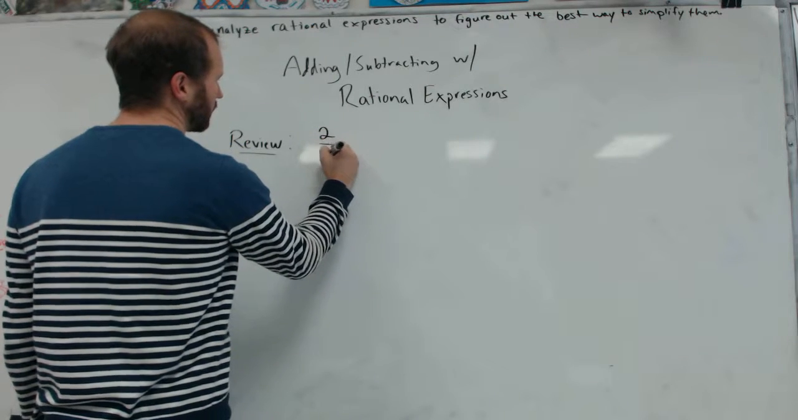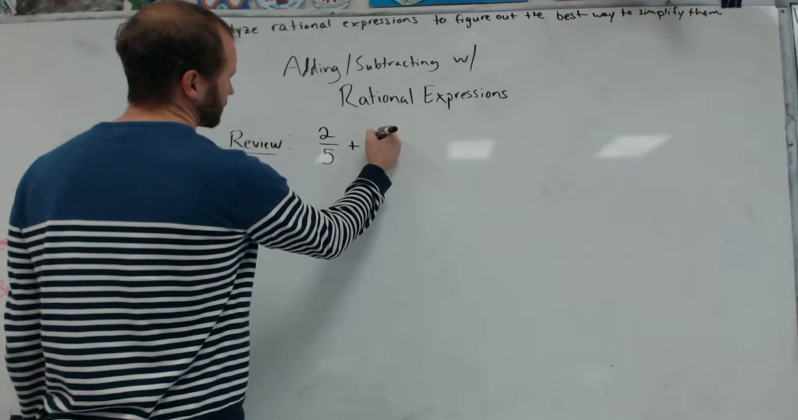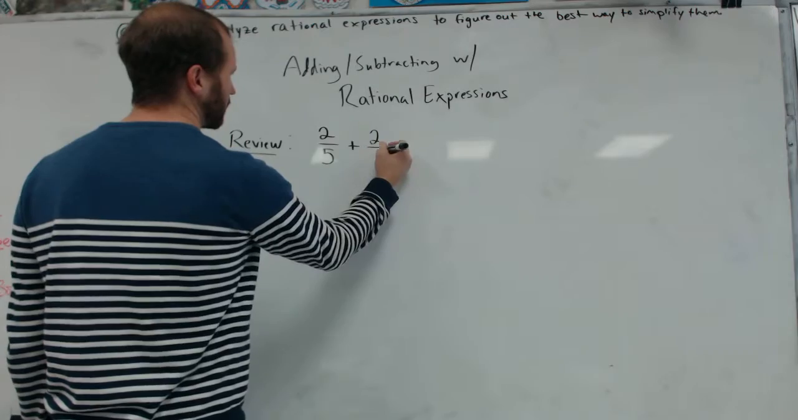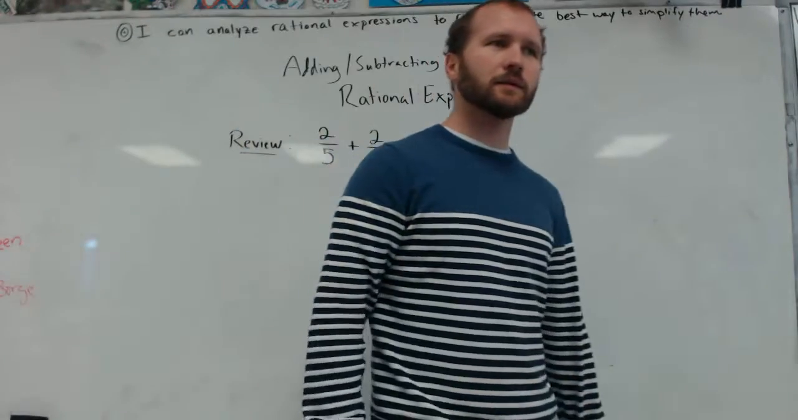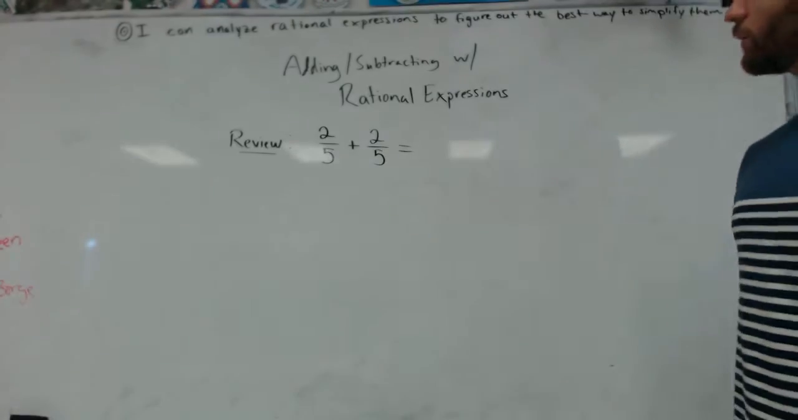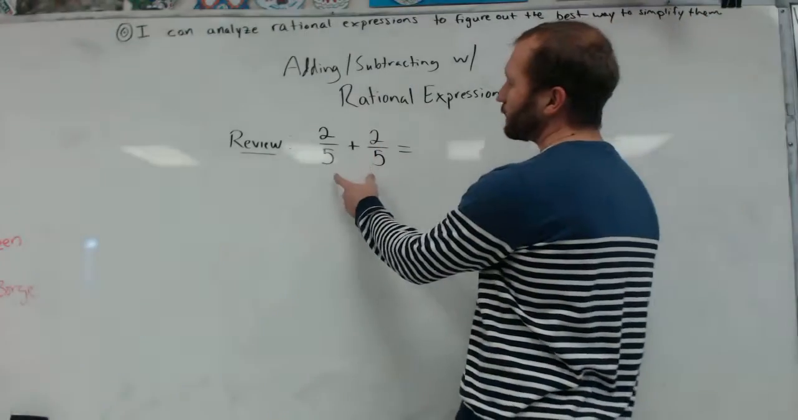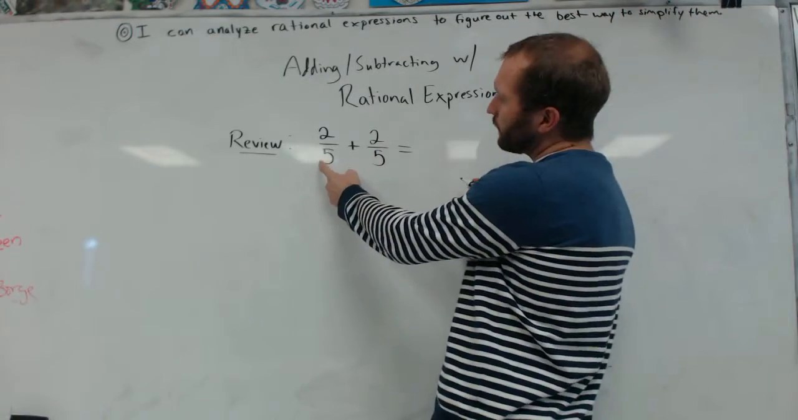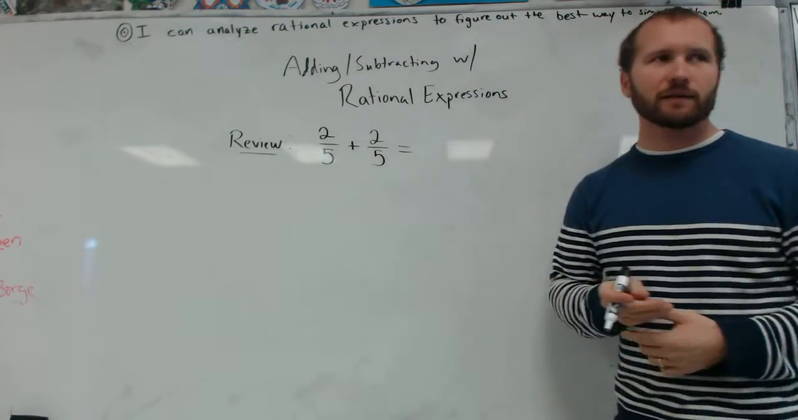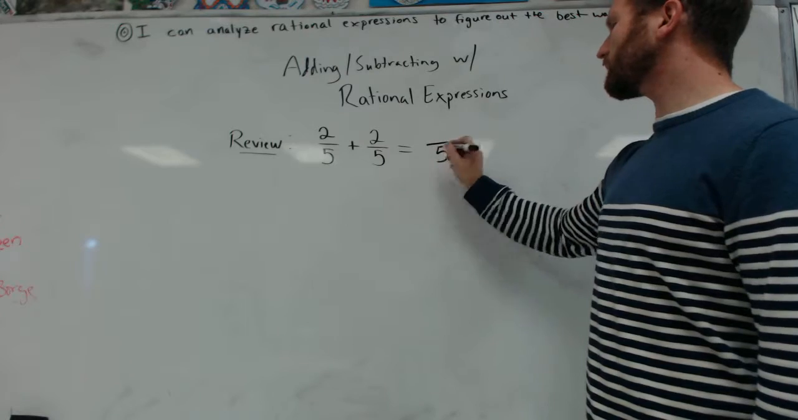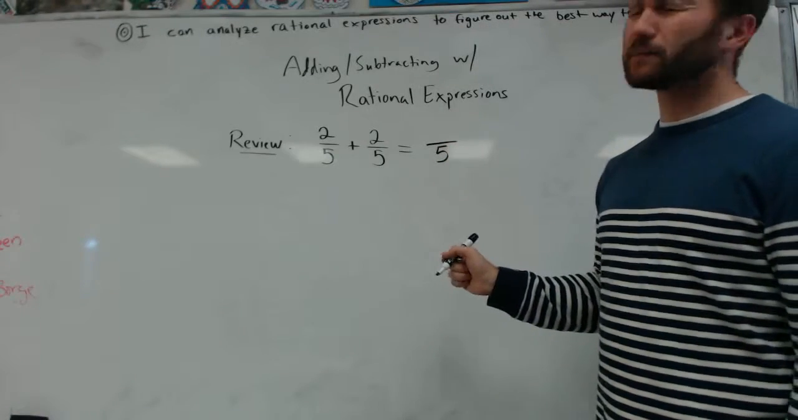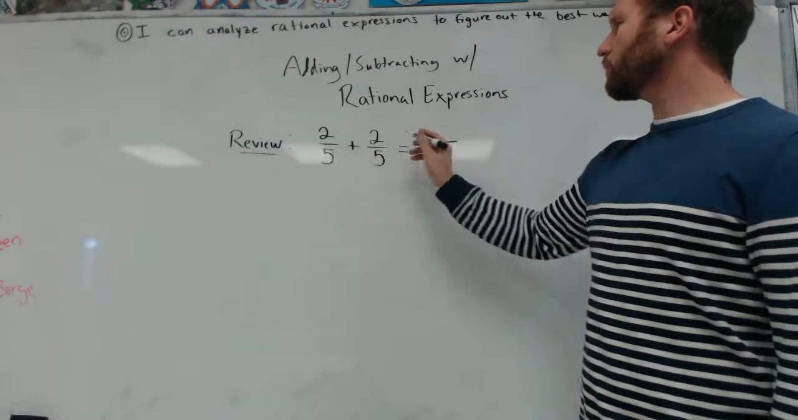2/5 plus 2/5 equals. Why can't it just be that? Maybe. What is the first thing we look for when we add fractions, right? We look for a common denominator. These are both fifths. So the answer is going to be in fifths. And then we add the numerators.